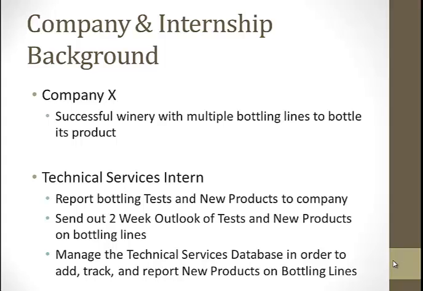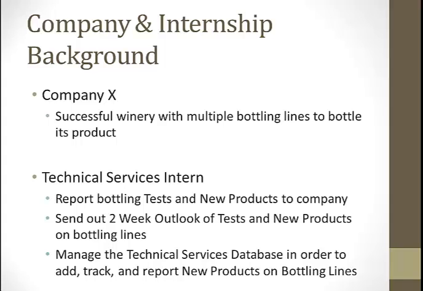Company X is a successful winery with multiple bottling lines. It's important to note that I worked on the actual bottling lines and not in the grape fields. My position was the technical services intern. In my position, the main focus was to report on tests and new products coming out to these bottling lines. I would send out a 2-week outlook every week with all of the tests and new products.